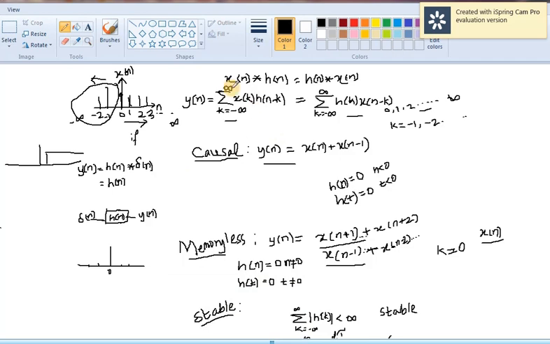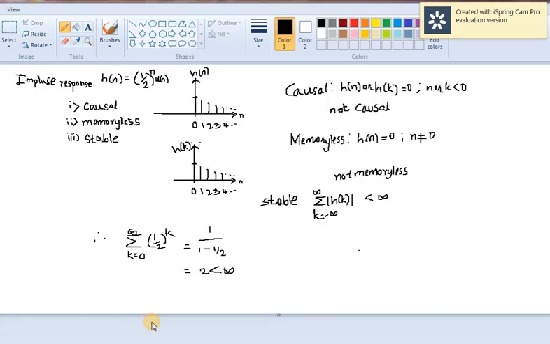In this case, we are learning with respect to x of n, but as we are learning the impulse response, our input is delta of n. So we are given only h of n, which is the output of the system. Let's consider this problem. The impulse response h of n of the system is given by half raised to n u of n. For this system, we have to check whether it is causal or non-causal, whether it is memoryless or not, and whether it is stable or unstable.